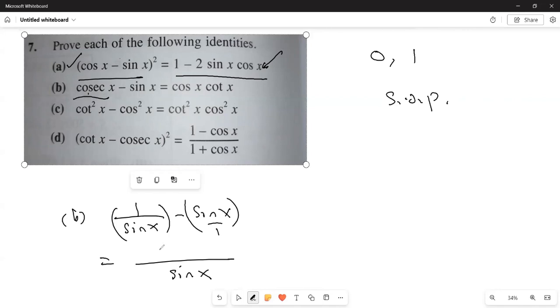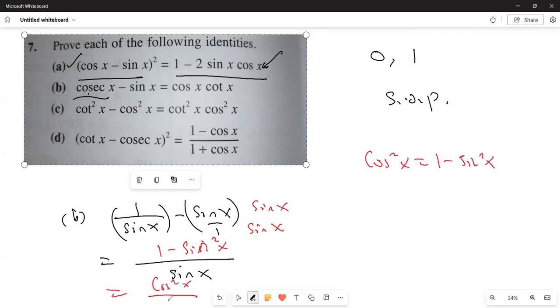So once you take common denominator, what do you get? You multiply what you don't have, right? Over here, of course, you already have 1, right? So you multiply sine. You don't have sine, right? So you just multiply sine, 1 minus sine square, right? Isn't it from the formula? Cosine square x is 1 minus sine square x, right? So you just change it to cosine square x over sine x, isn't it?